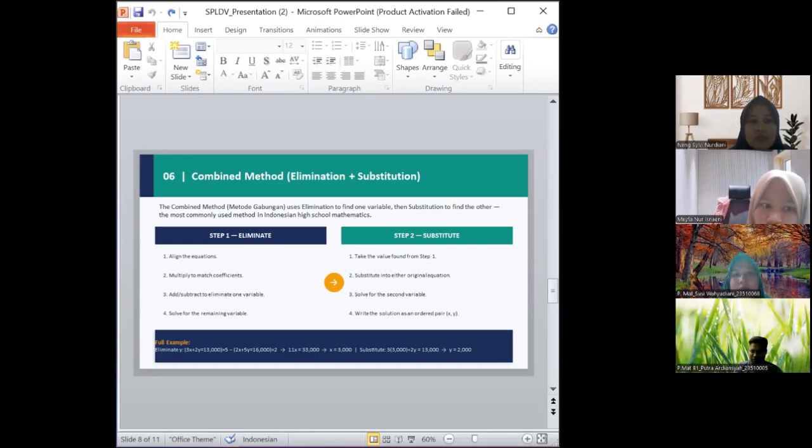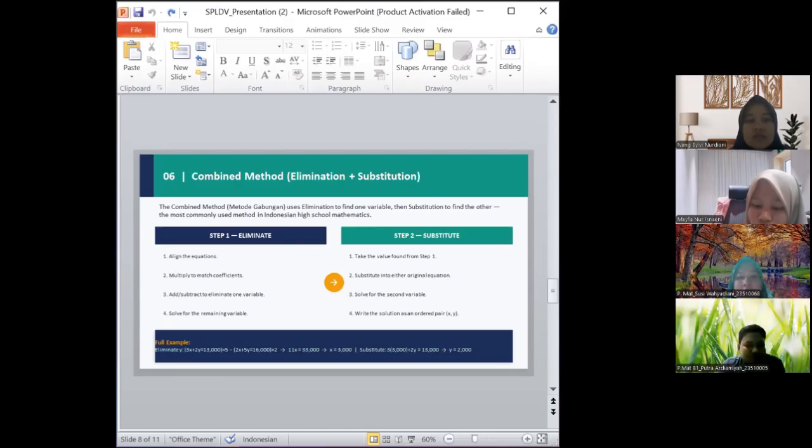Yes, Sophie? You want to ask? Oh, I see. So we can choose which variable to eliminate based on which is easier to work with, right? Exactly, Sophie. We always try to eliminate the variable that requires the simplest multiplication.